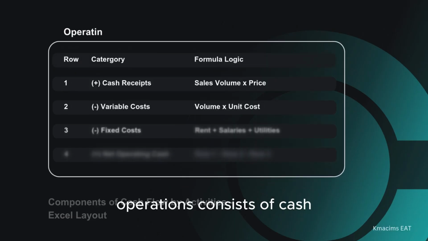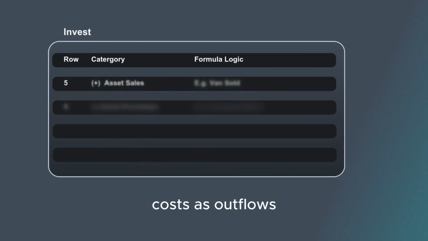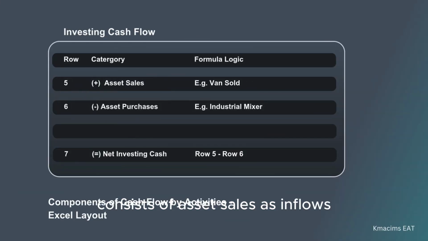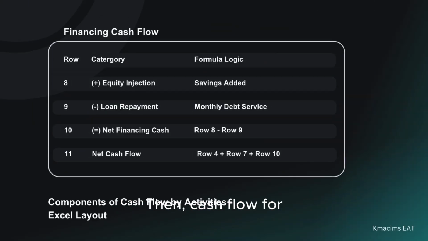The cash flow for operations consists of cash receipts as inflows and fixed and variable costs as outflows. The cash flow for investing consists of asset sales as inflows and asset purchases as outflows. Then, cash flow for financing consists of equity injection as inflows and loan repayment or dividend payments as outflows.